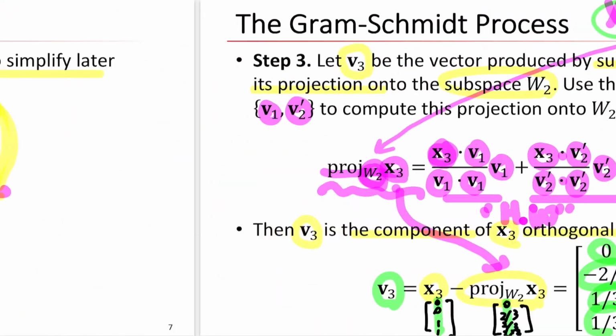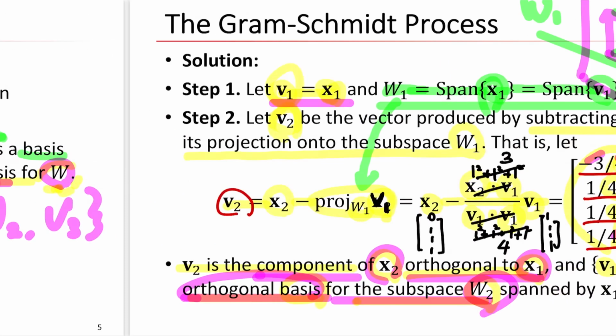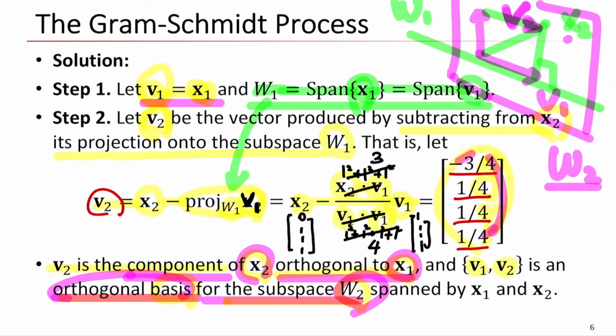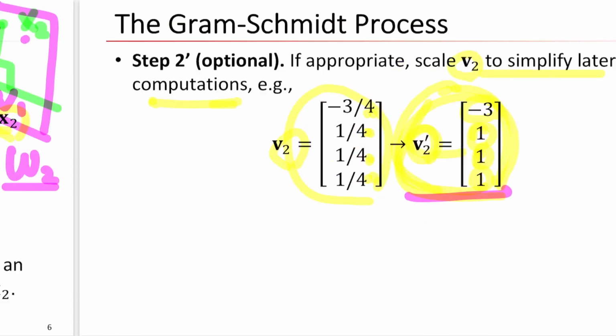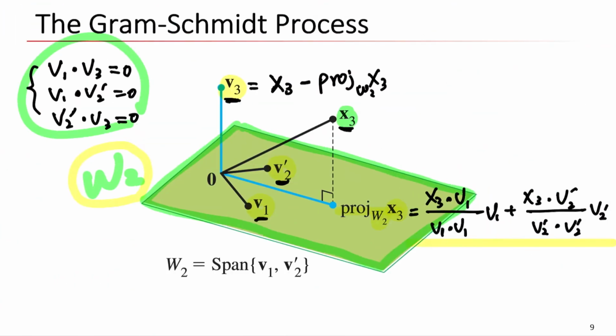So in other words, if the subspace W is spanned by x1 and x2 and x3, then we can find the orthogonal basis v1 and v2 and v3 by using x1 and x2 and x3, using this kind of process, right? So by step 1 through step 3, right? Okay, so actually this is the way to find the orthogonal basis using the Gram-Schmidt process.